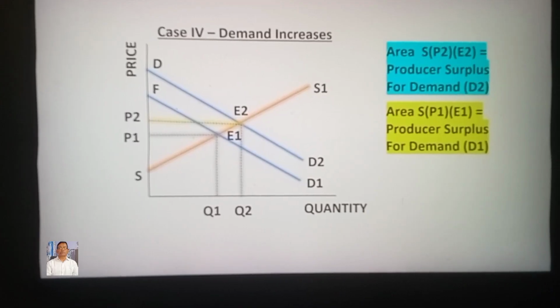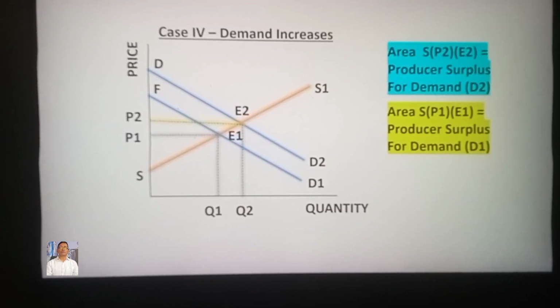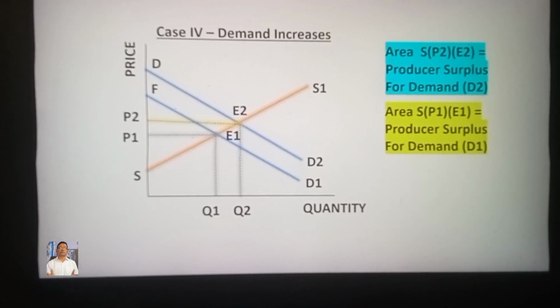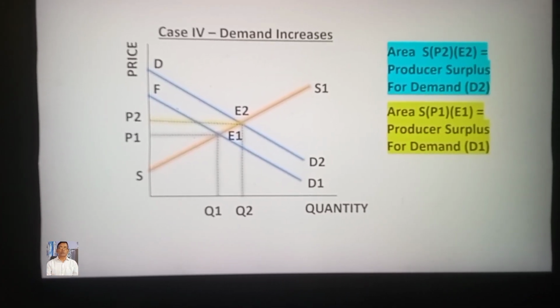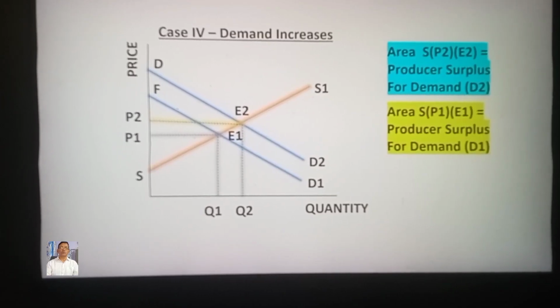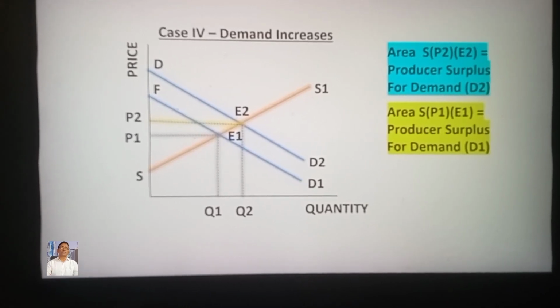Case 4. Demand increases. An increase in demand puts upward pressure on the price of the good or service in a market. As a result of this, price increases from P1 to P2, as well as an increase in quantity from Q1 to Q2. Let us look into a few examples of consumer surplus and producer surplus.